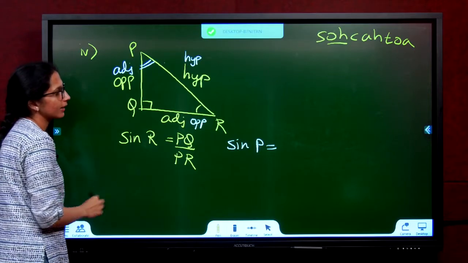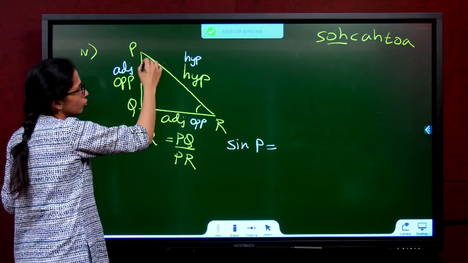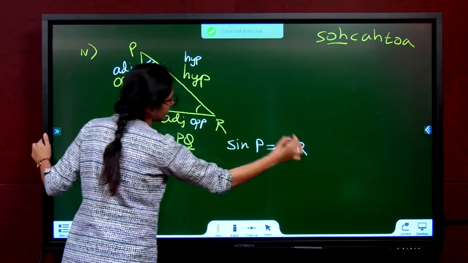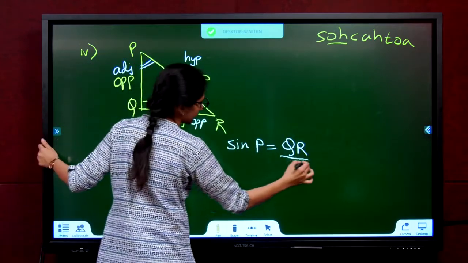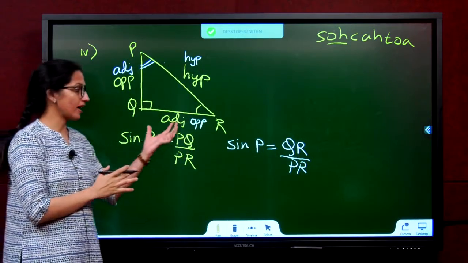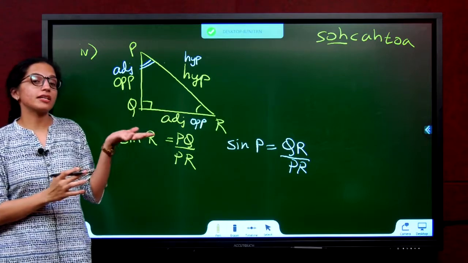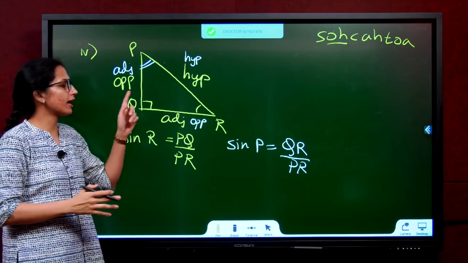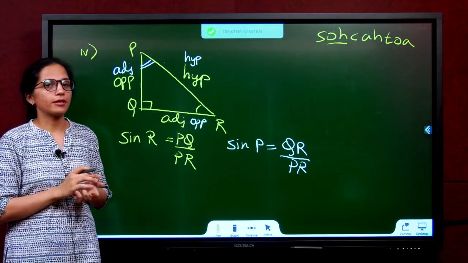Sine P. For P, who's the opposite? This one, QR. Who's the hypotenuse? PR. So I hope you understood that opposite, hypotenuse, adjacent are not fixed. It varies according to your angles. You have to be very careful. Choose your angle and see the sides correspondingly.